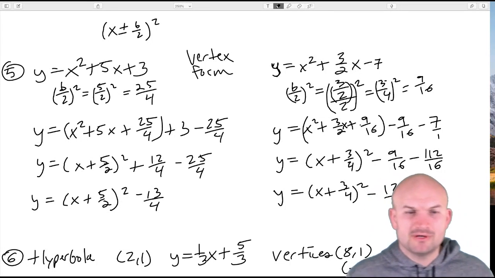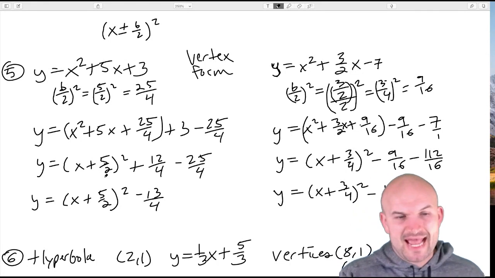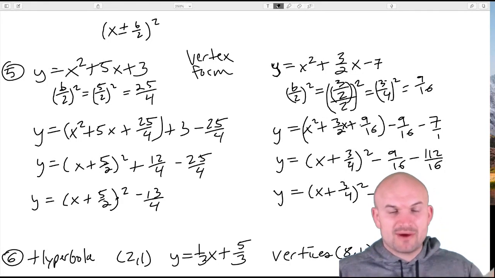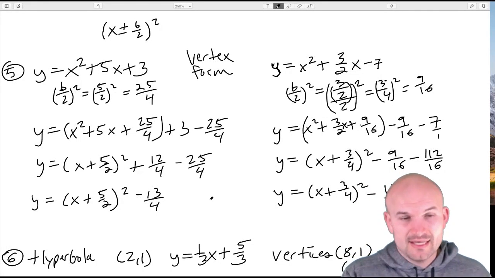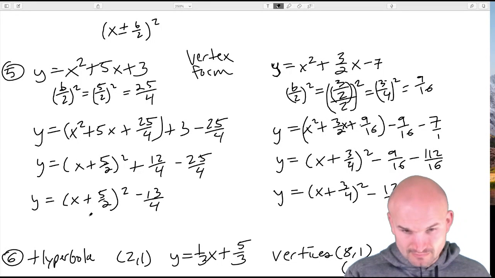Now the one thing the other student also had a question on was determining if these are maximums or minimums. And again, since my a is positive, you can see this graph is going to be opening up, both of these. So therefore, these are both going to be minimum values.